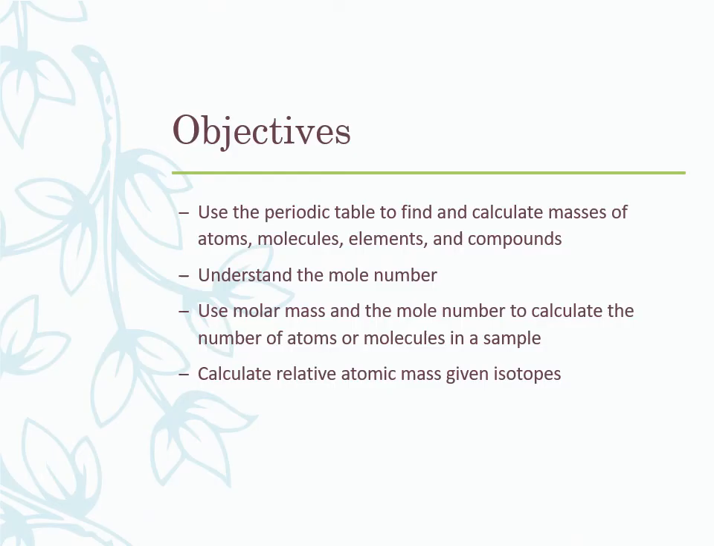Our objectives for today are to use the periodic table to find and calculate masses of atoms, molecules, elements, and compounds. We're going to start to understand this idea of the mole number, and then we're going to use molar mass and the mole number to calculate the numbers of atoms or molecules in a sample, and then we're going to get to the big picture of this lecture, which is calculating relative atomic mass given isotope abundance and mass.